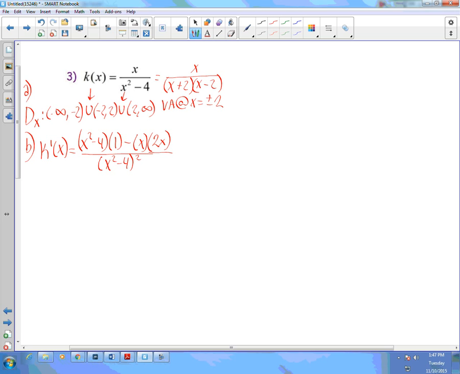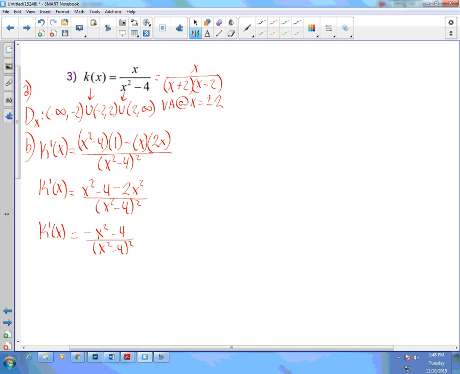Okay? That was kind of messy. We need critical points, so let's see if we can clean this up a little bit. This becomes a negative 2x squared, right? Can that clean up any more? So x squared minus 2x squared is a negative x squared minus 4.